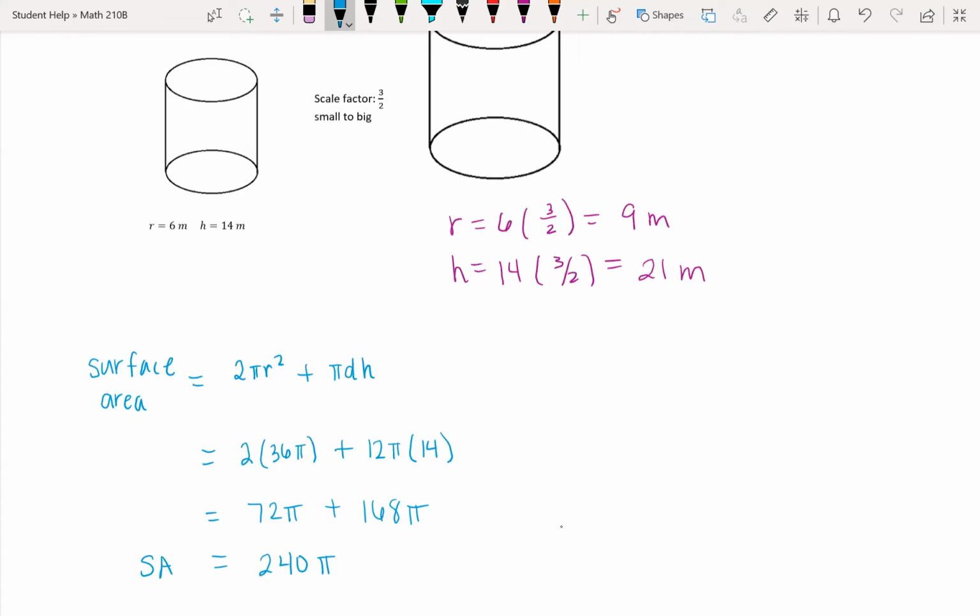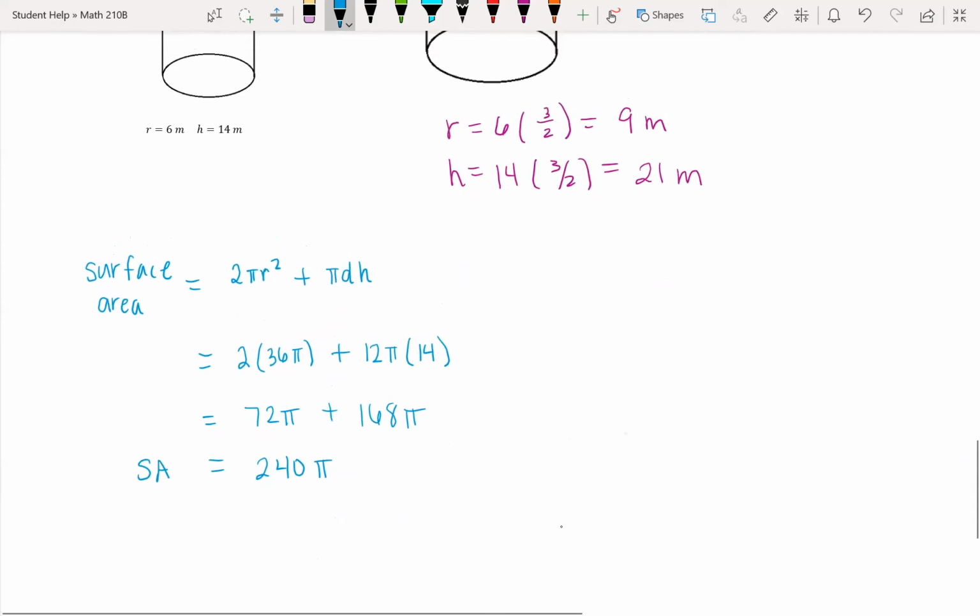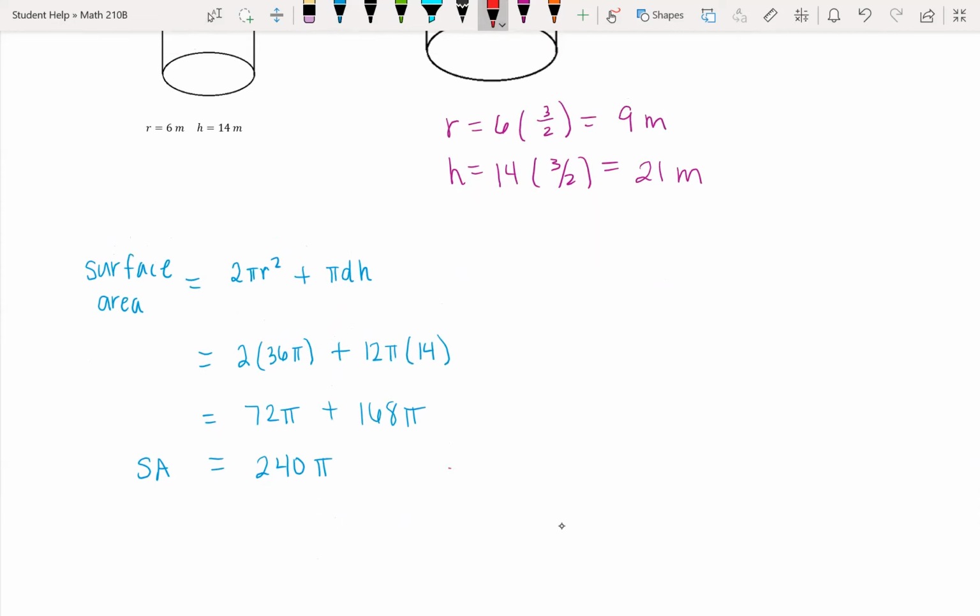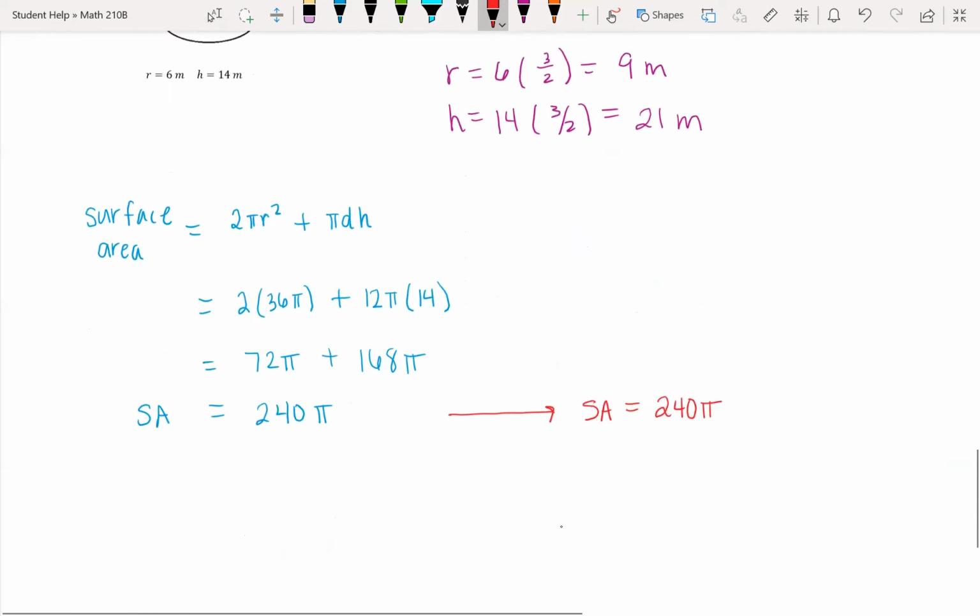All right. So I believe that the surface area over here is going to be 240 times pi multiplied by the scale factor squared, because surface area is a square measurement. So 240 times 3/2 is, I think that the surface area over here is 360 pi meters squared. We'll check that in a minute.